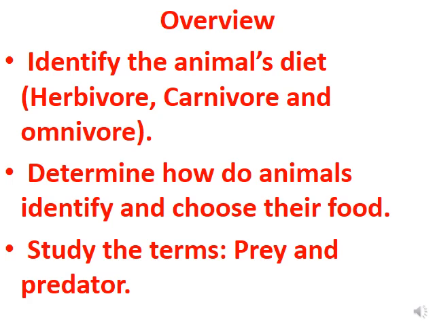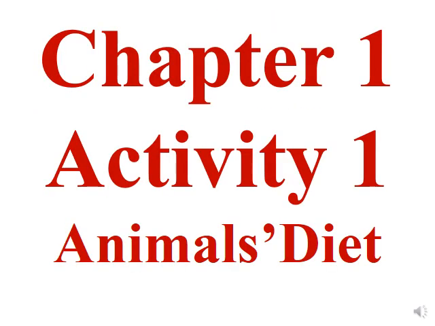Also, we will determine how animals identify and choose their food. In addition, we will study the difference between these two terms: the meaning of a prey and the meaning of a predator. So let's start with chapter 1, activity 1, the animals.